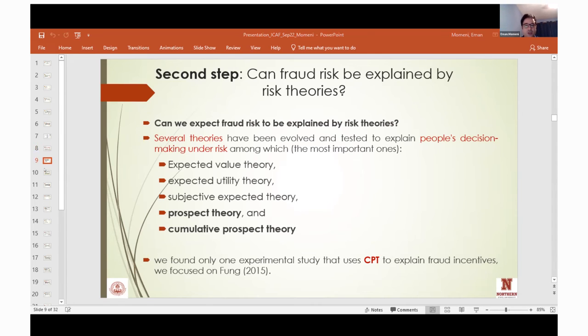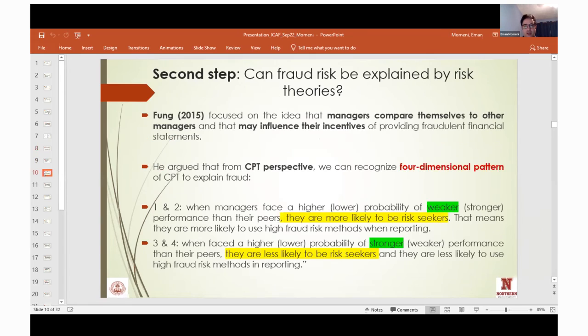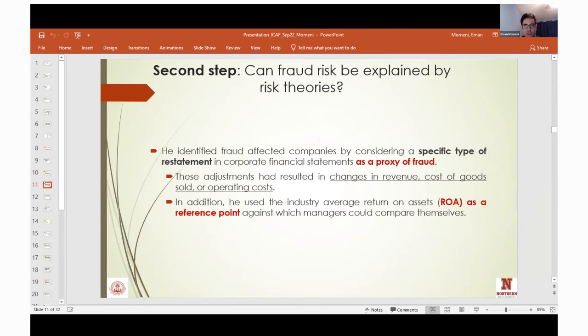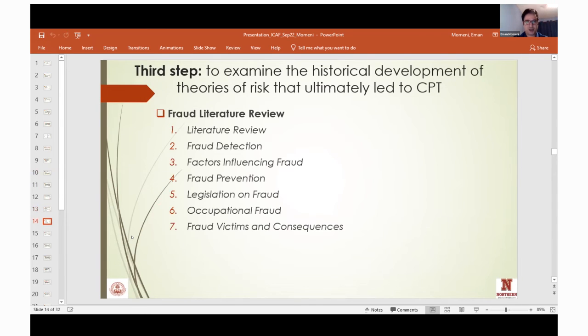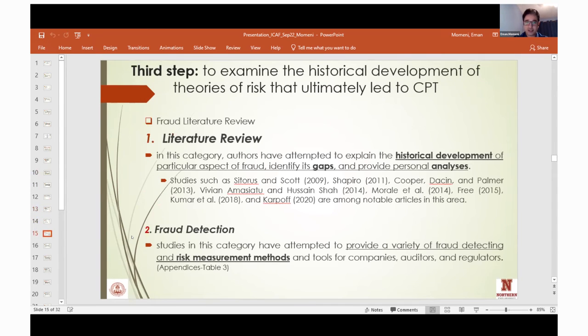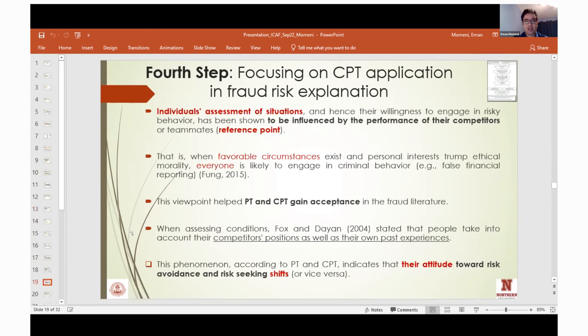Okay, 3 minutes. In the second step, we analyzed the Fong results, and we continued. I will go ahead and continue on the third step, where we reviewed the CPT literature on prospect theory essence, properties, and applications. We have 110 listed literature reviews in fraud literature in 7 different categories. And we ended up at the last step.